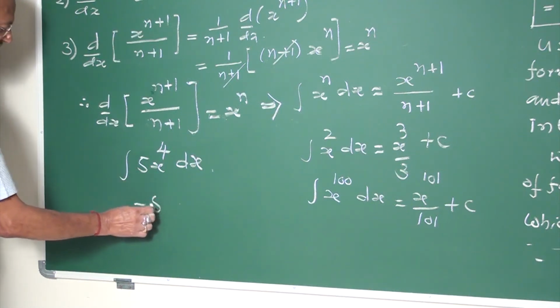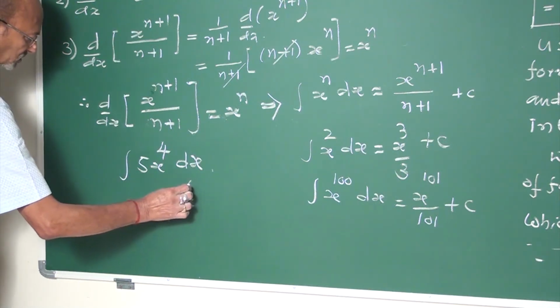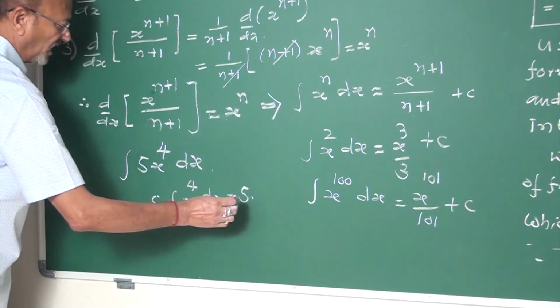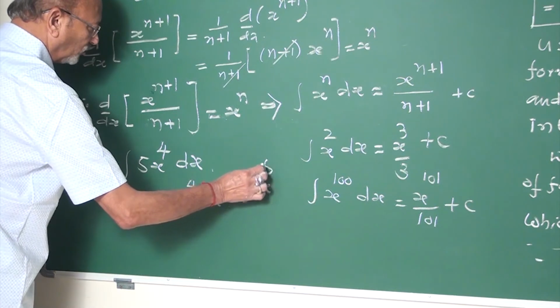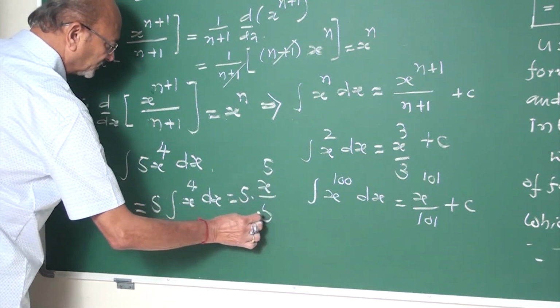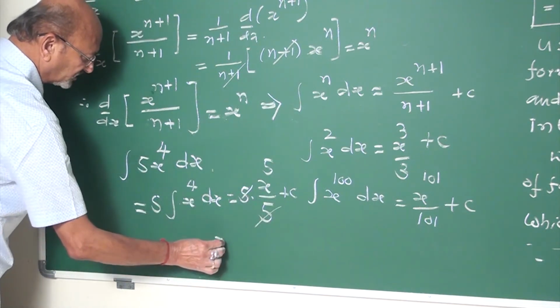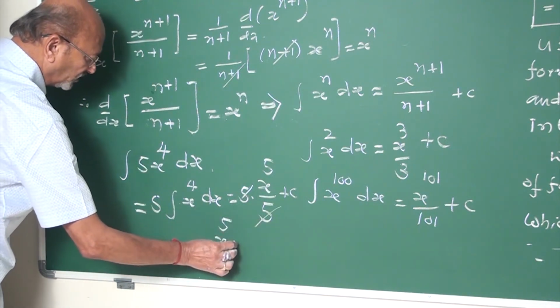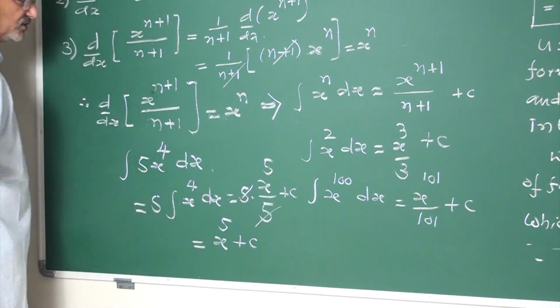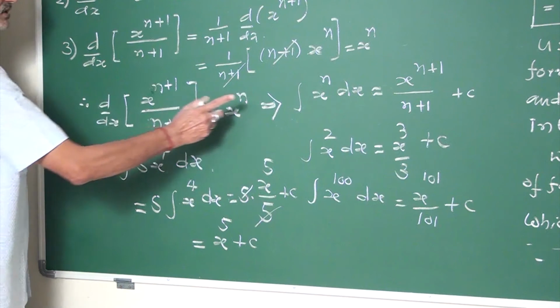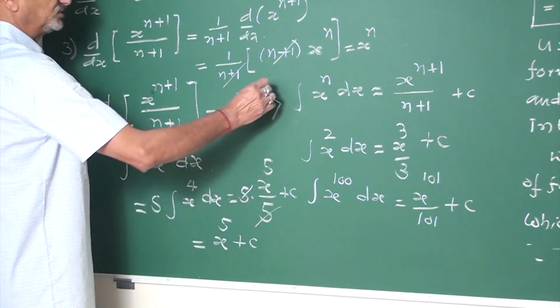Tell 5 as it is into integral of, what is it? It is 5 into, add 1, 4 plus 1, divide by the same, plus c. 5 cancels. What is the answer then? It is x to the power 5 plus c. Therefore, this you remember, this is your formula.